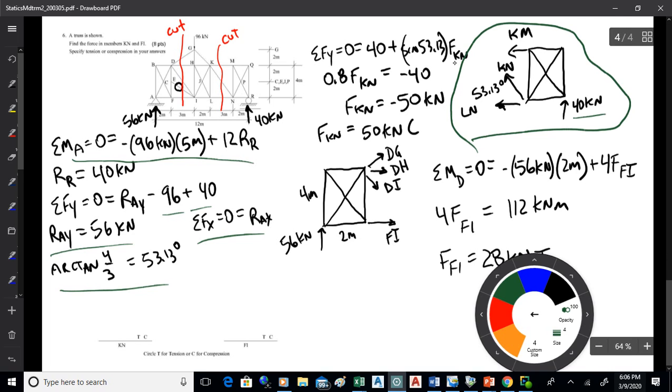40 up, and as I have it drawn there, sine of 53.13 times FKN up also. Solve for FKN, it's negative 50. I assumed it pulling, so it's actually pushing. It's in compression with 50.